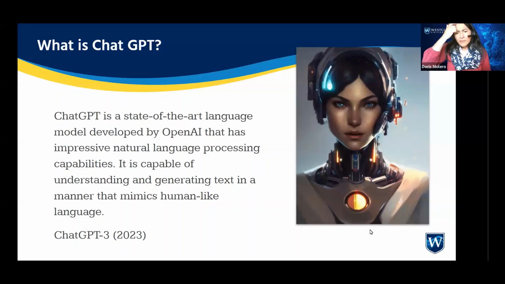So to explain what ChatGPT is, I asked the AI model to define itself. And it provided an answer that highlights its advanced natural language processing abilities. ChatGPT is a cutting-edge language model created by OpenAI, which has the remarkable capability to comprehend and produce text in a way that imitates human language. But we all know that so far, right? This is becoming popular.